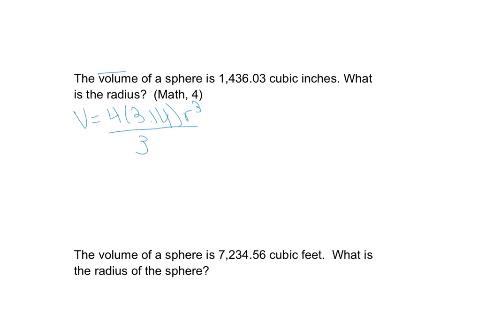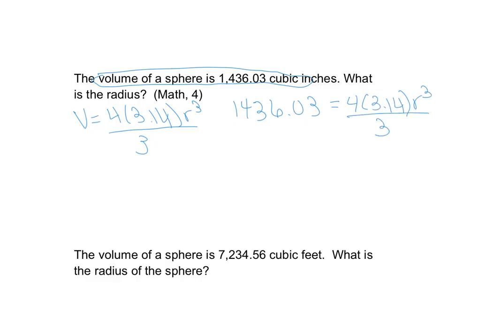Well, it says our volume, that's our V, is going to be 1,436.03. And we don't know our radius. That's the only other variable that's in here. So we have 4 times 3.14 times our radius cubed, all divided by 3.